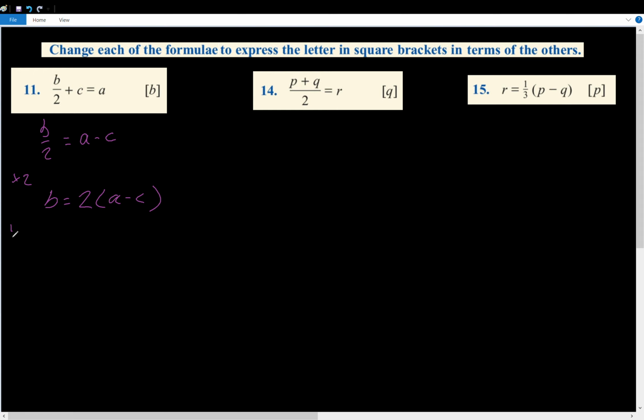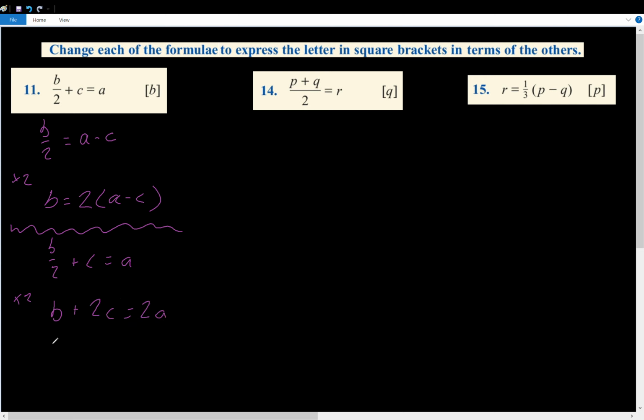Now there is a slightly different approach if you wanted. Instead of moving anything away to start with, you can clear away the fraction at the very start. Clearing away the fraction at the very start would mean multiplying every term in the equation by 2 at the beginning. So we'd start off with b over 2 plus c equals a. And if we multiply everything by 2, we're going to get b plus 2c equals 2a.